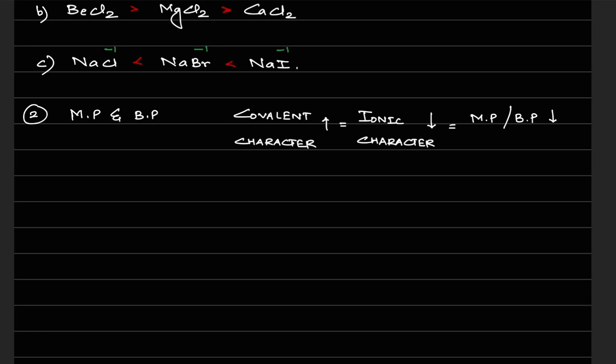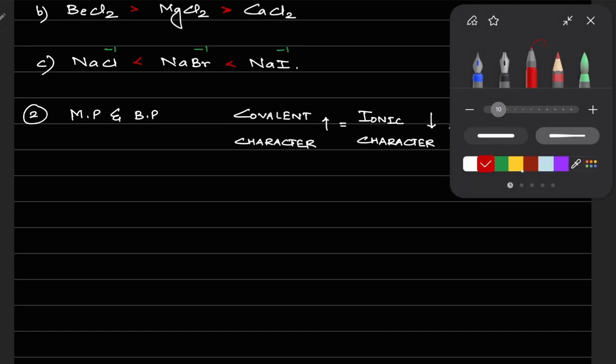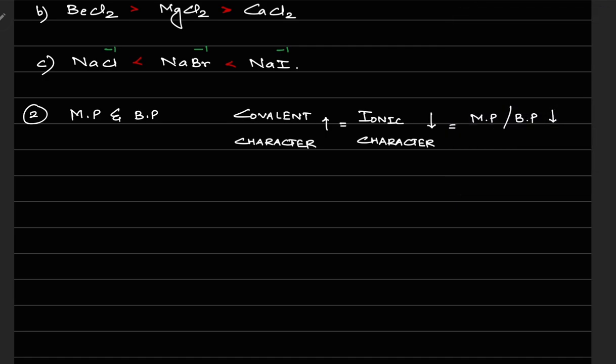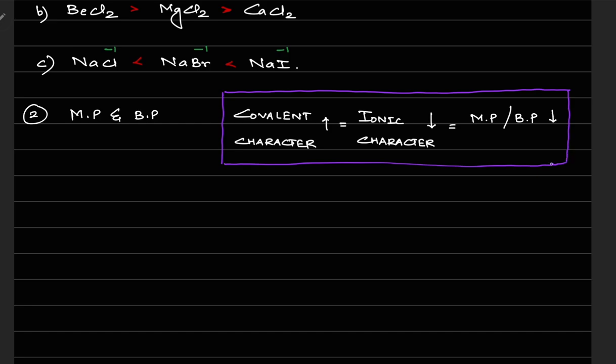Okay, so what we can say over here is that covalent character can be directly associated with the melting and boiling point. So we are confirming that as the covalent character increases, the ionic character decreases, and because the ionic character is decreasing, your melting and boiling point also has to decrease.